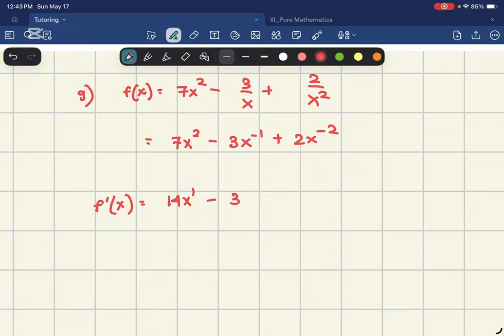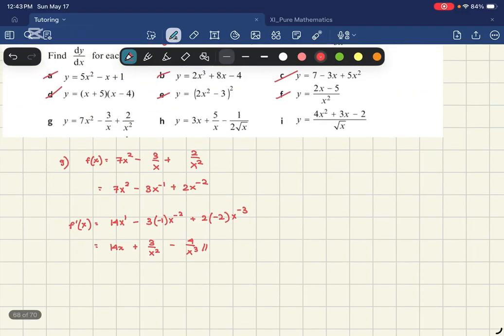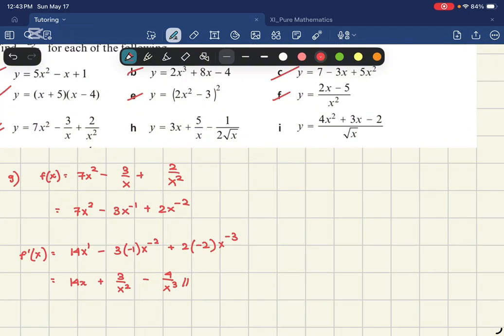Alright, so we have 14x to the power 1. And then for 3, you have minus 1 x to the power minus 2. Plus for 2, you have minus 2 x to the power minus 2 minus 1, which is going to give you minus 3. So that is 14x plus 3 over x squared minus 4 over x cubed. So that is one way to solve this. And I think this might be easier if you're doing differentiation for the first time. Alright, so we're done with G.